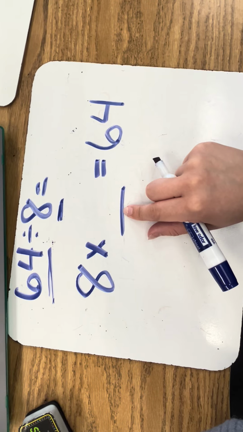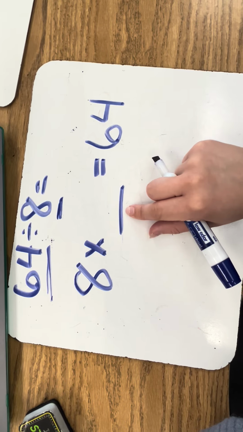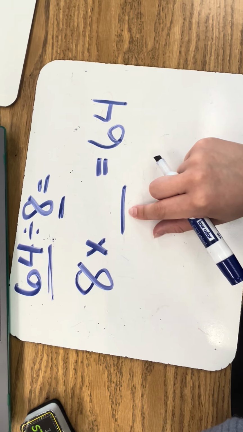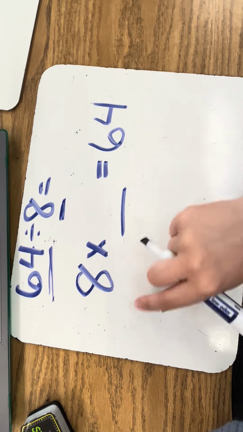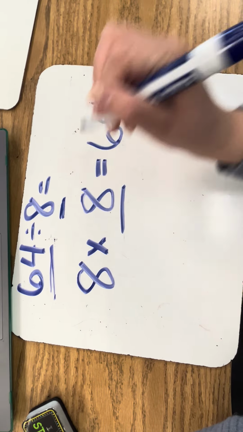Nope. 8 times 4 is 32. Nope. 8 times 5 is 40. 8 times 6 is 48. Nope. 8 times 7 is 56. Nope. 8 times 8, yep, that's 64.